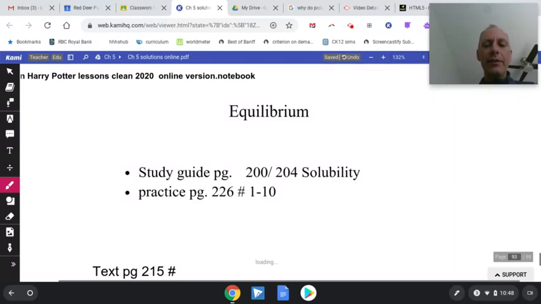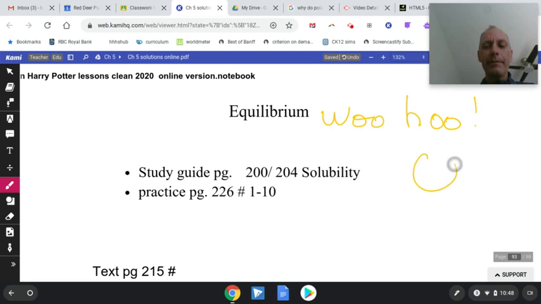Okay, that, ladies and gentlemen, is it. Shortest lesson ever. In the words of the great Homer Simpson, woo hoo. That's supposed to be my amazing drawing of woohoo.